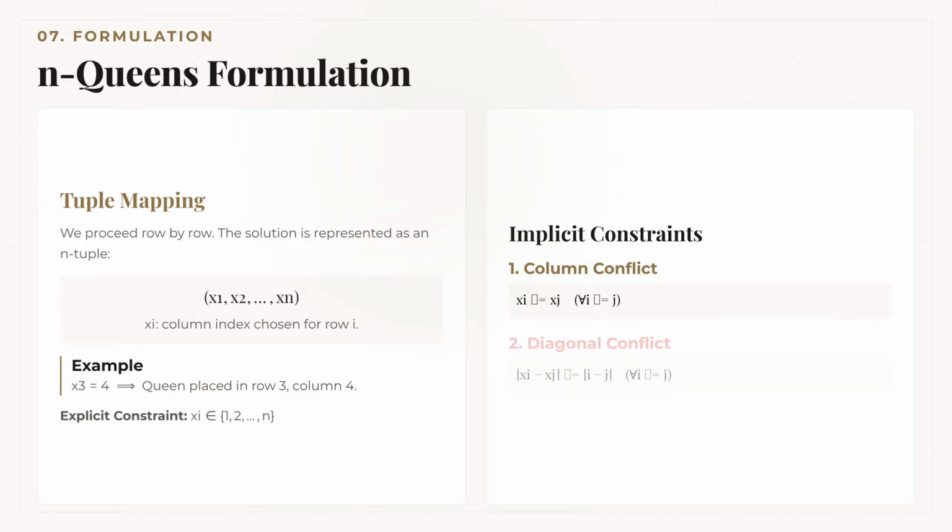The implicit constraints are more interesting. No two queens should be in the same column, and no two queens should lie on the same diagonal. Whenever we attempt to place a queen, we check these conditions. If a conflict occurs, we reject that position immediately.